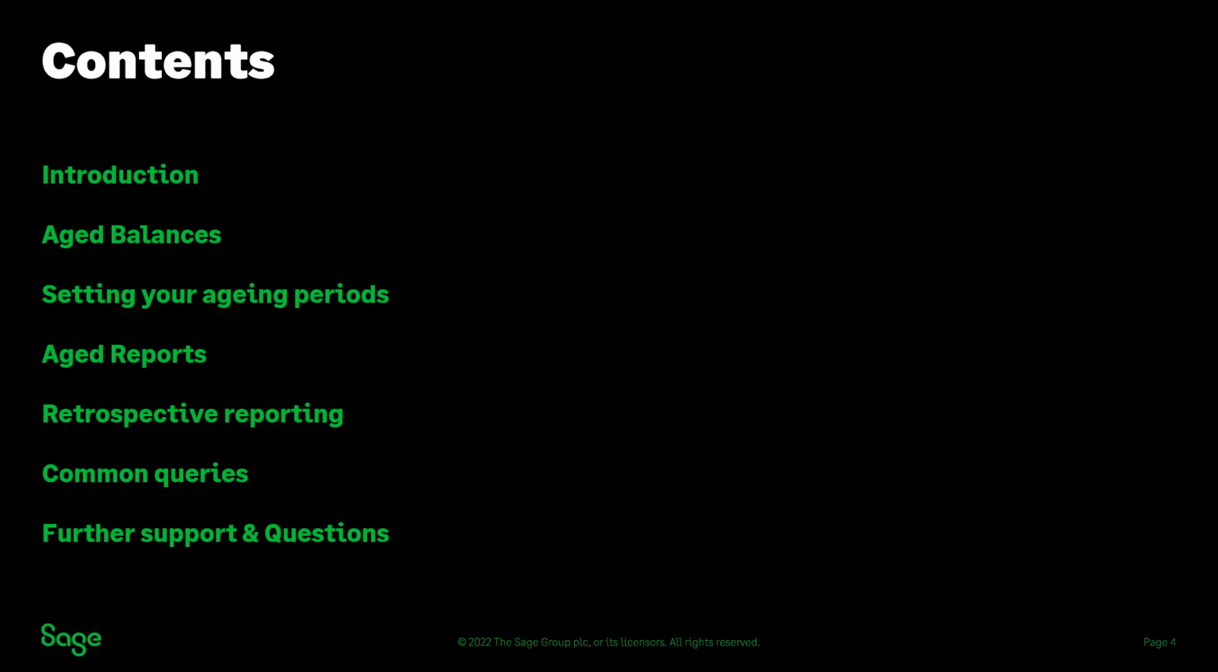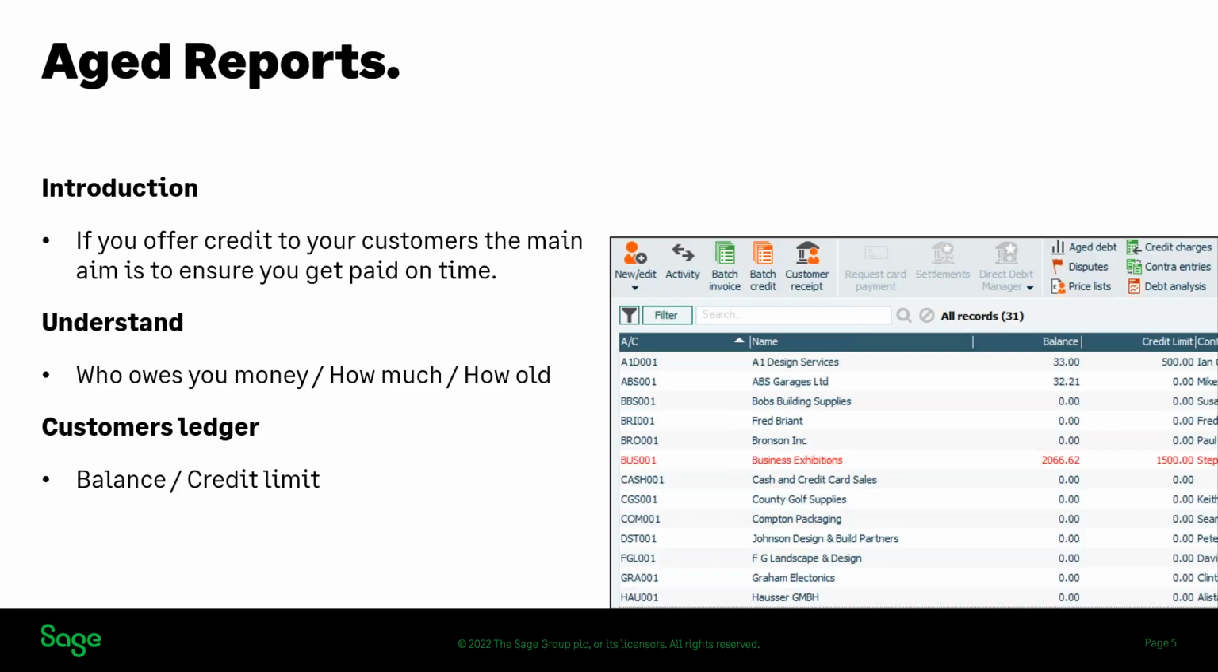Right, let's get stuck in then. A little bit of background first of all. If you do offer credit to your customers, obviously your main aim as part of credit control is to ensure that you get paid on time. To help you with that, you need to understand who owes you money, how much is owed, and also how long it has been outstanding.